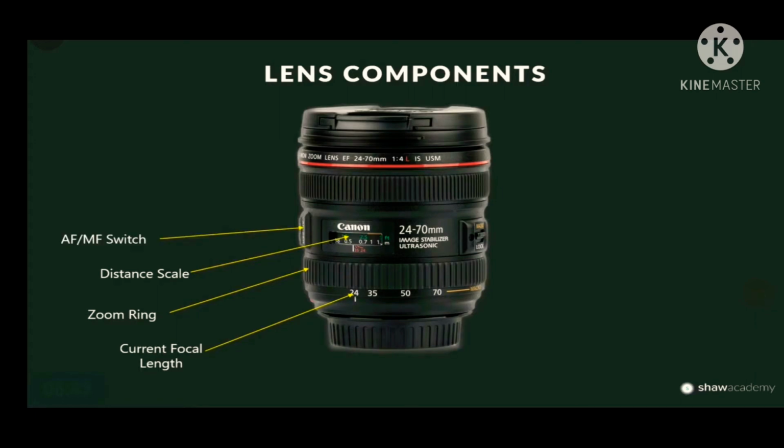We have our AF/MF switch, which is for changing to autofocus or manual focus. We have our focusing ring. So for photographing in manual focus, we can focus using the focusing ring here. We have our lens cap, which is pretty self-explanatory. Then around here we have our lens and aperture info.